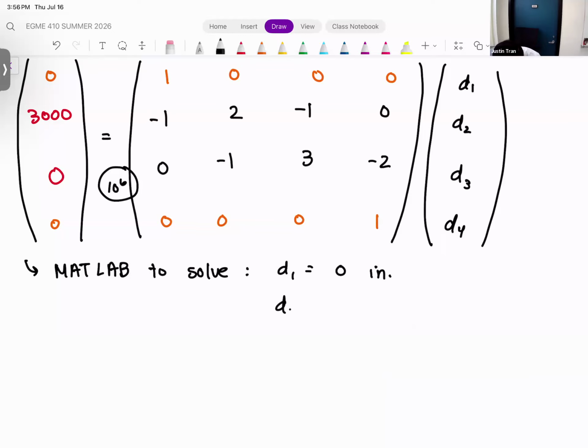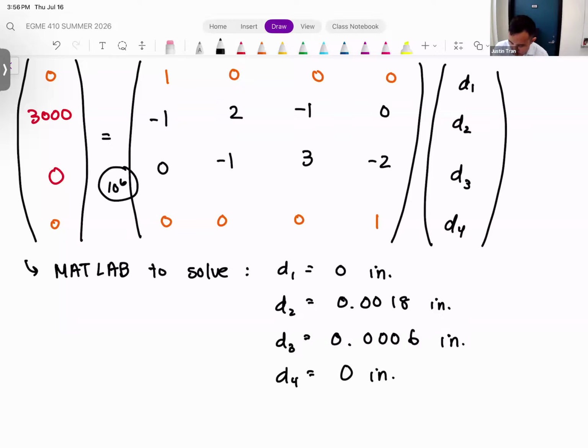D2 is 0.0018 inches. D3 is 0.0006 inches. And D4, also a fixed support, this was 0 inches. All right, and so that is our solution.